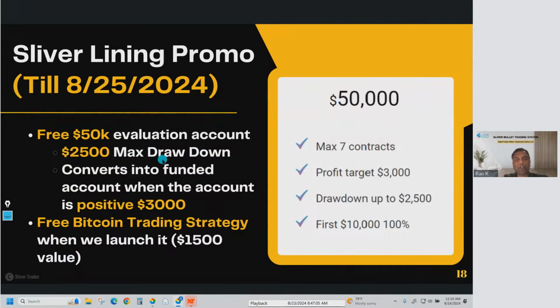It's on us, the first month subscription. Usually the first account people lose because they are not disciplined, they don't know what they are doing. So we'll cover that expense for you. This Sliver Lining offer is available till tomorrow.